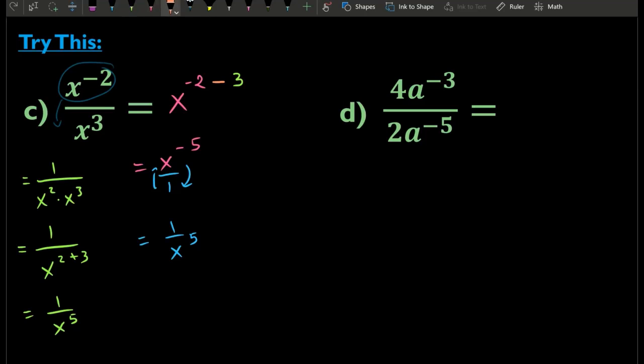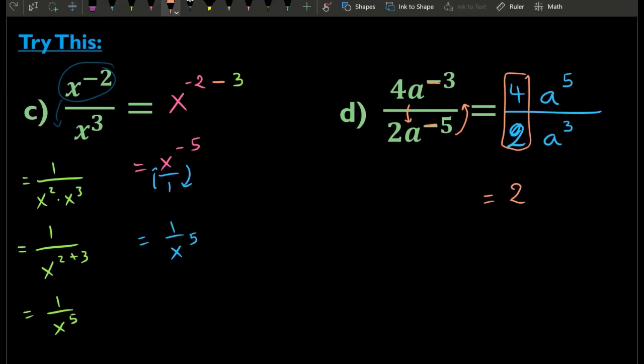Alright, last problem. This one, they both have negative exponents. So all we need to do is flip the a terms, not the 2 and 4, because 2 and 4 don't have negative exponents. So 4 stays, 2 stays. A to the negative 5 will go up to a to the 5th power, and a to the negative 3 will go down as a to the 3rd power. Then we can go ahead and divide this. 4 divided by 2 gives you 2. A to the 5th power minus 3, that will be 2a to the 2nd power.